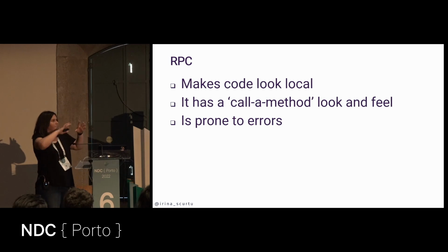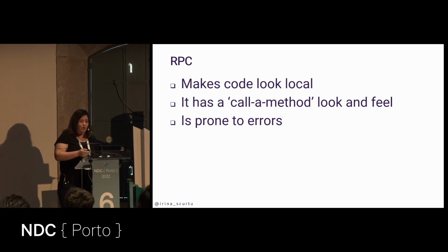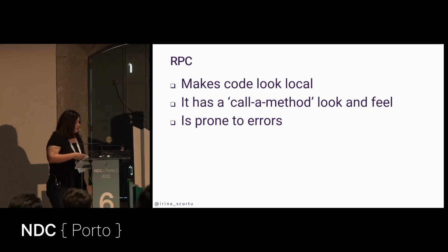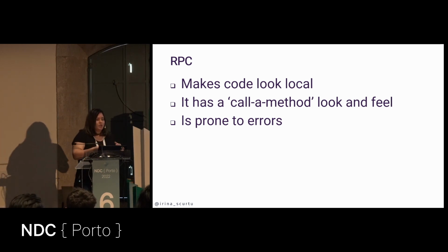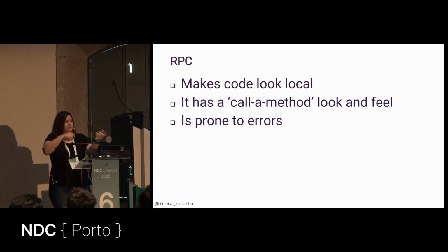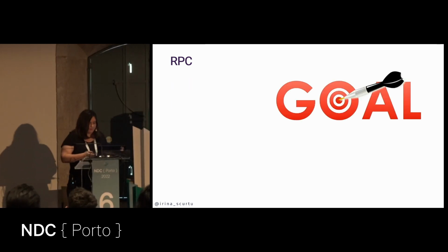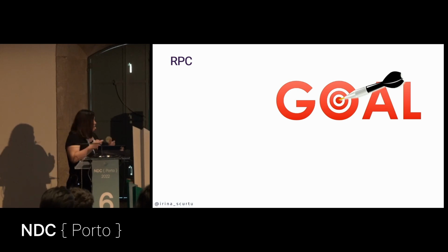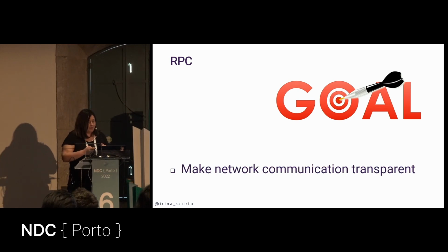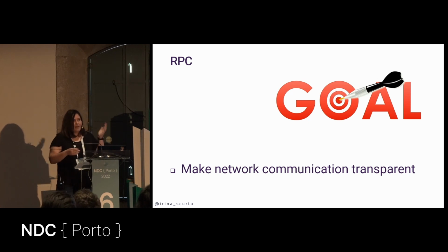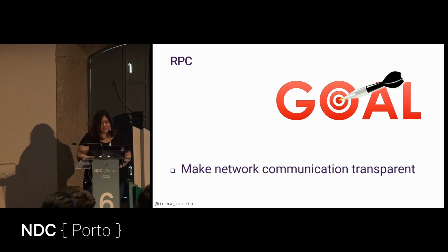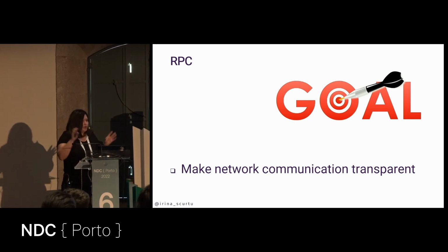So RPC, as a general concept, will make the code look local, and it's easier for a developer to get started with. It has a call-a-method approach. You do not need to instantiate an HTTP client, get and read the stream, and so on and so forth. And, well, it's kind of prone to errors if you're not careful enough. But the goal of an RPC is to make the network communication transparent, like make you forget that it is there. So pretty much, it will make two applications that are distributed behave like a monolith. For you, the code will look like it's in the same solution, like it's in the same application.